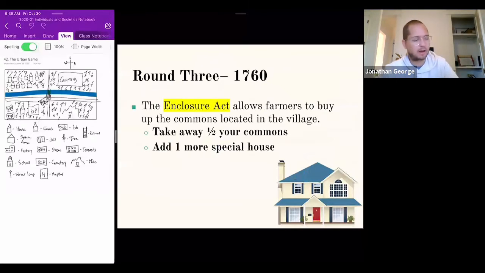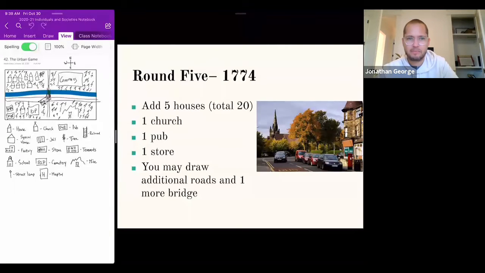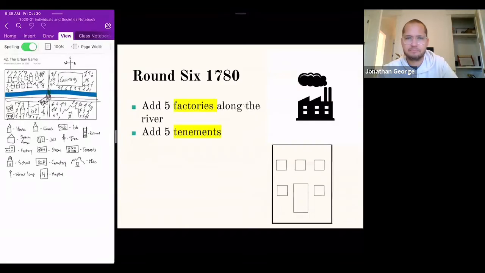So you took away half of the commons, added a special house, added 6 factories on the water because they're powered by water, no smoke. Okay, add 5 houses because population is increasing, another church, pub, store, and you can draw an additional road and 1 more bridge if you'd like.